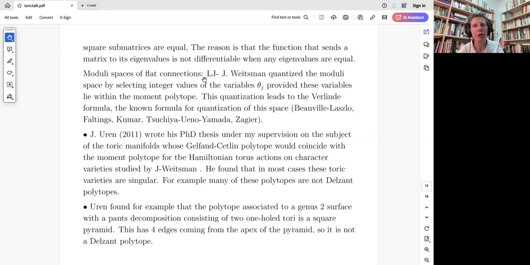So for Jonathan and me, our quantization selected integer values of the variables theta_j, provided that these variables lie within the moment polytope, and we described the moment polytope by those tetrahedron inequalities. This quantization leads to the Verlinde formula. This is a known formula for the quantization of this space. These people worked it out using Kähler polarization.